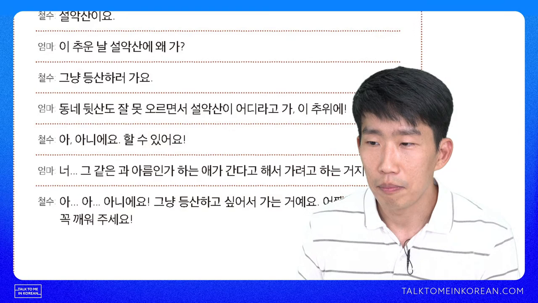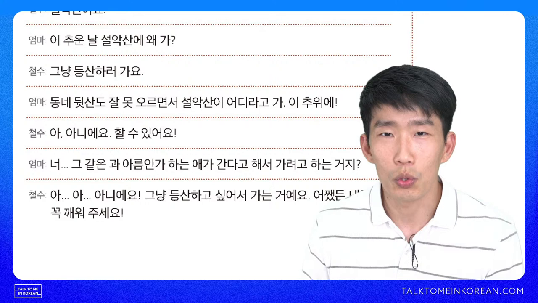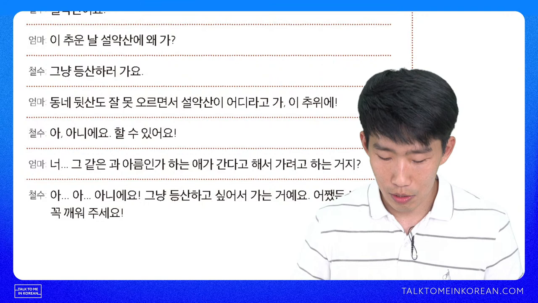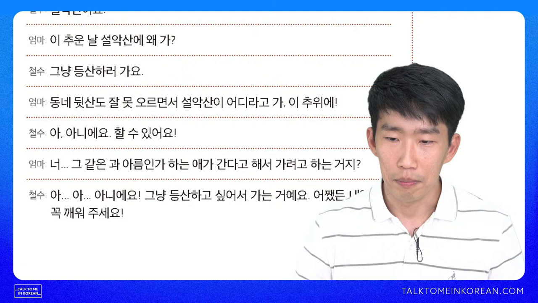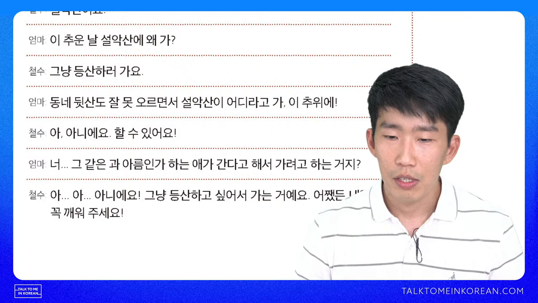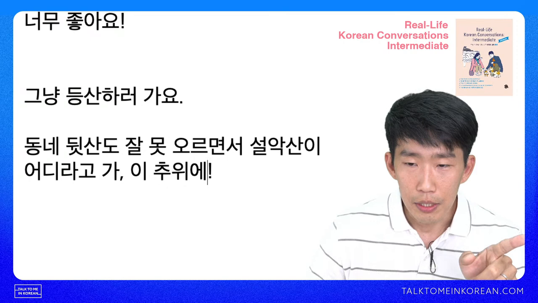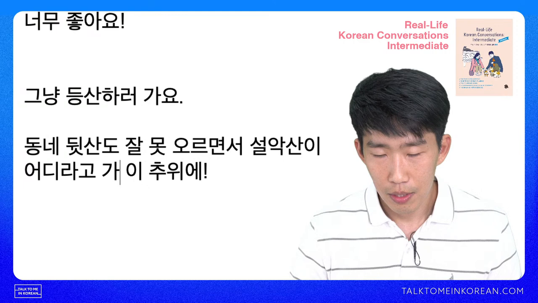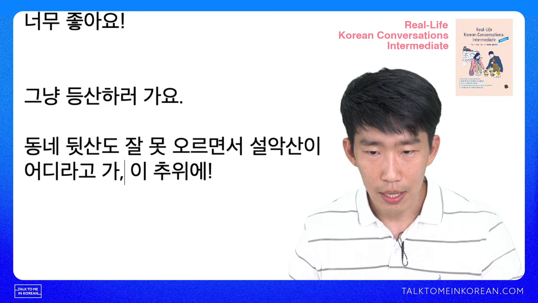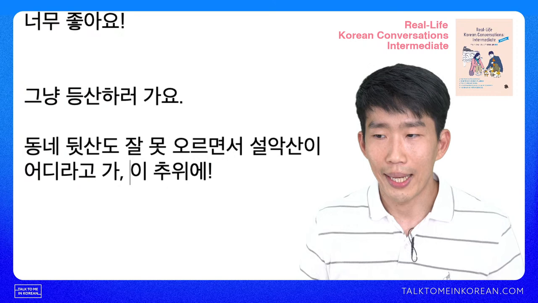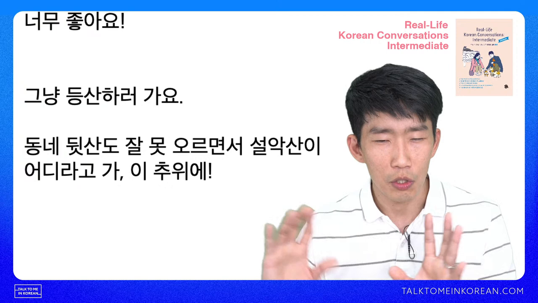And then, you know, the mom knows her son really well. 동네 뒷산도 잘 못 오르면서 설악산이 어디라고 가, 이 추위에. So let me just type that over here and then break it down for you. It's a very interesting sentence. This sentence is interesting in many ways, and one reason is that the word order is flipped. So 어디라고 가? The mother didn't finish her sentence there, but instead 이 추위에 was added at the end. So maybe she wanted to emphasize it, or maybe she thought of this cold weather as an afterthought. 이 추위에, in this cold weather.